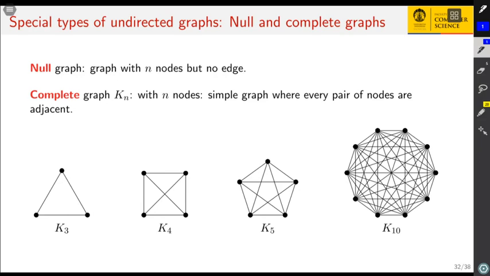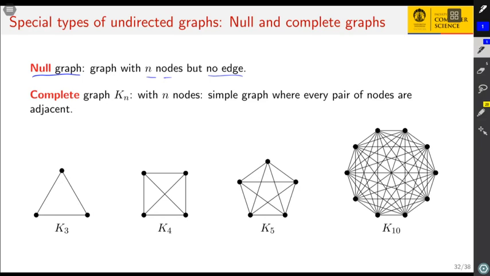The first graph, which is actually not very interesting, is the null graph. The null graph is a graph with n nodes, so we have any number of nodes, but no edge. So really, the set of edges is empty. So this is called a null graph.